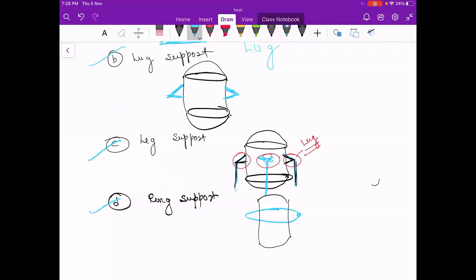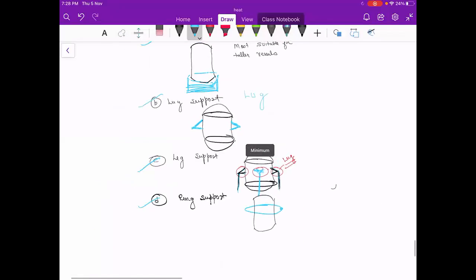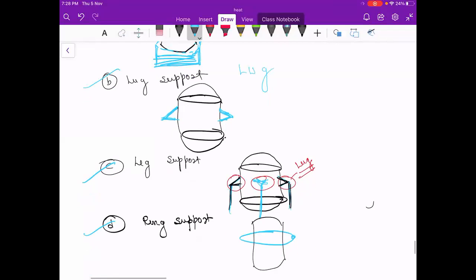Ring support is like a ring only. So everything is fine with this vertical equipment support, A, B, C, D. These are the four types which we use. So is it comfortable or not? You can give the feedback actually. Is it comfortable? You can know the names and I'm just trying to draw the diagram.